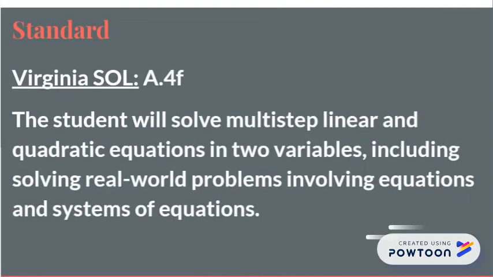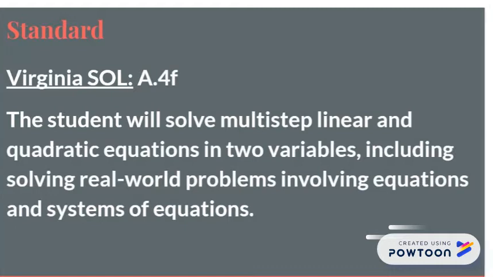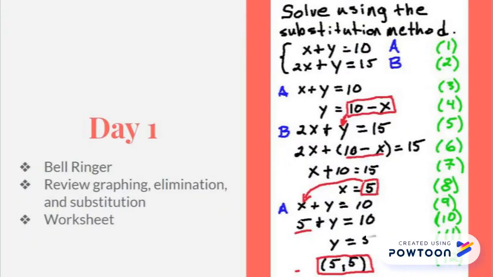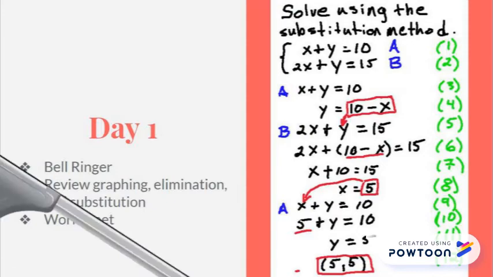Artifact 5 will be covering Virginia SOL 8.4F. The student will solve multi-step linear and quadratic equations in 2 variables. First day, students will complete a bell ringer and review solving systems of equations by graphing, elimination, and substitution.